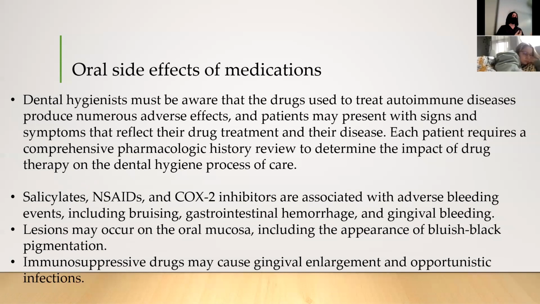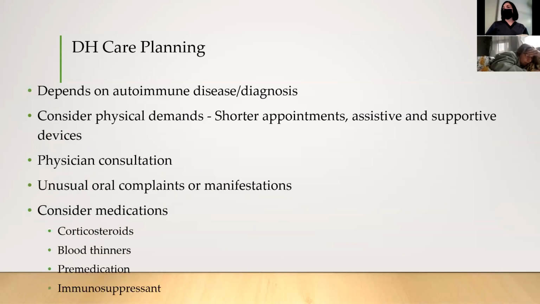So things like that we kind of have to be aware of with bleeding disorders. They might bruise easier, gastrointestinal hemorrhaging, gingival bleeding. And then lesions may occur on the oral mucosa, including the appearance of a kind of blacker bruise. So they might have funny intraoral bruising that you wouldn't expect to see. And then immunosuppressive drugs may cause gingival enlargement and opportunistic infections and delayed wound healing and things like that. So we know that we can see some effects in the mouth for some of these.